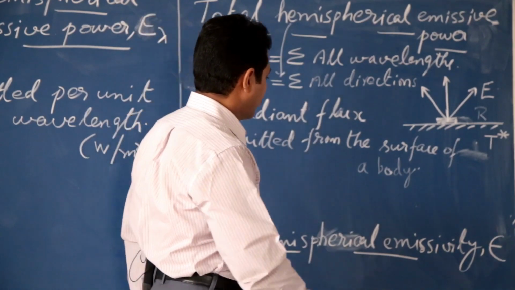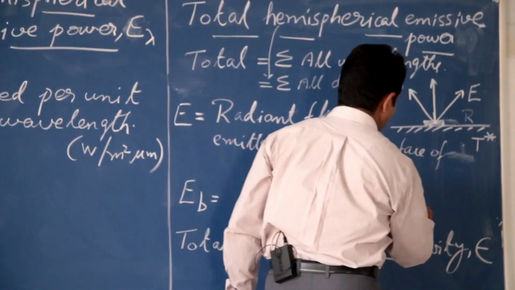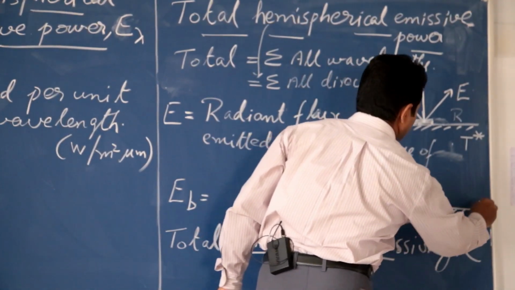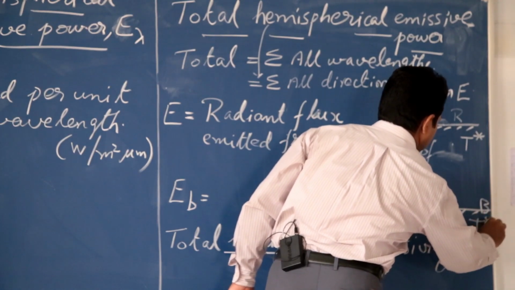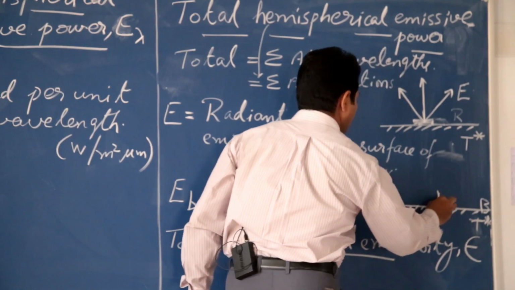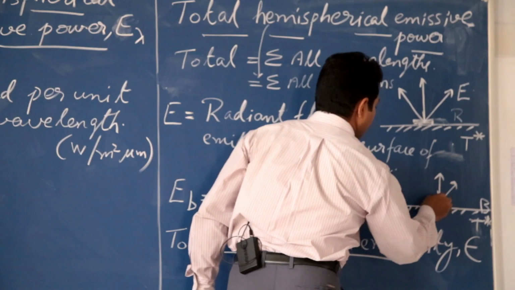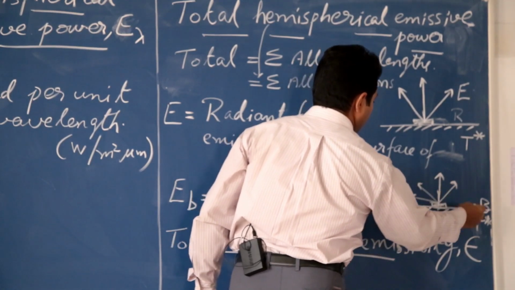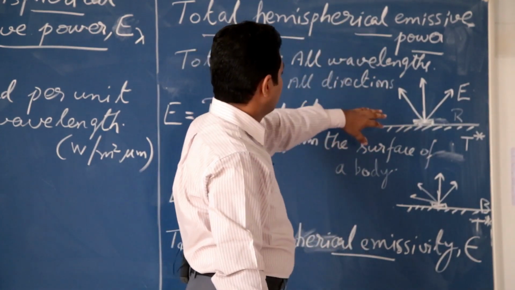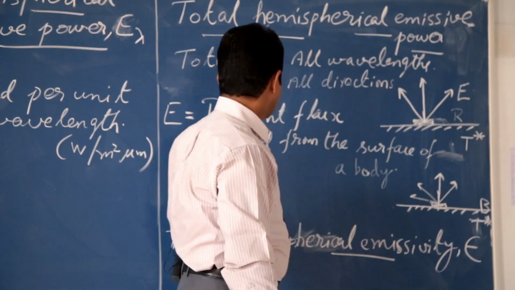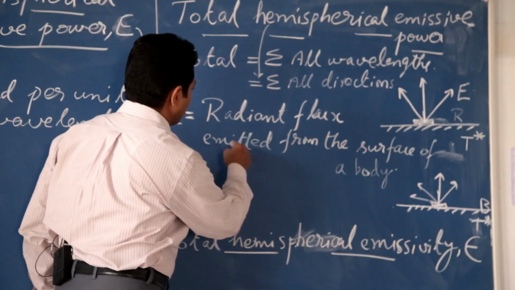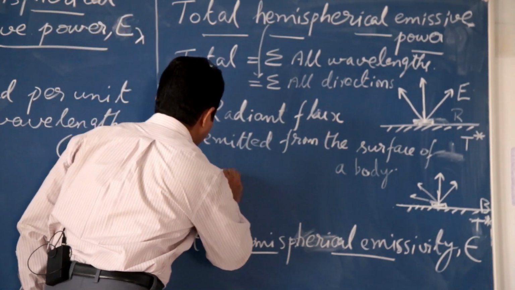Now suppose this is a black surface. I can draw another picture, and if it is a black surface also at the same temperature T star, then there will be this radiation happening. So the difference is that this is the total hemispherical emissive power of a real surface, and this is a black surface. Then E_B is the radiant flux emitted from a black surface.